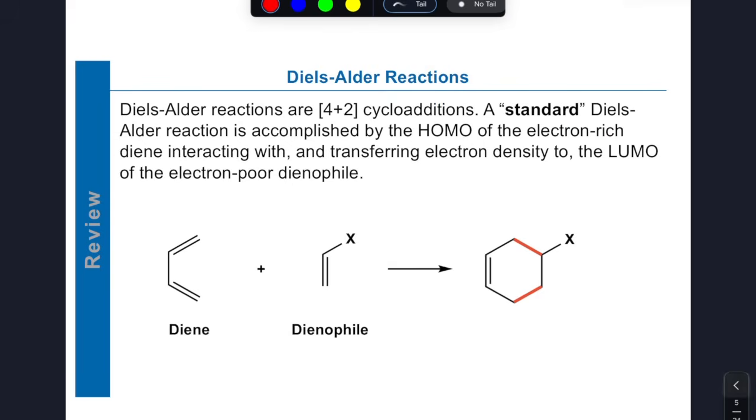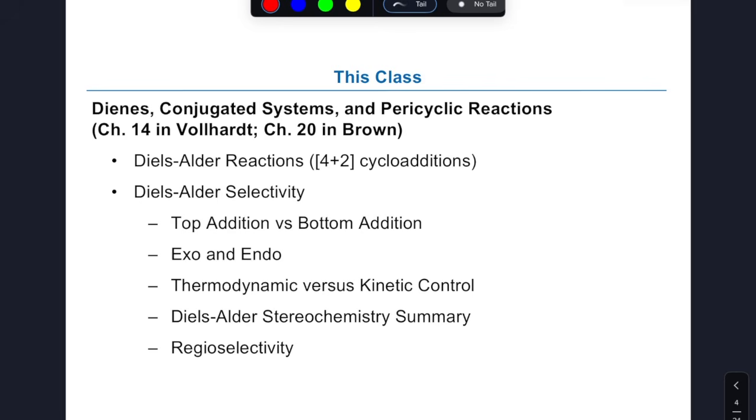So today we're going to talk through the Diels-Alder reaction in more detail, talking about selectivity and what we call the endo and exo geometry. So these are different stereoisomers that are possible, diastereomers effectively, from the reaction. We're going to talk about kinetic versus thermodynamic control, and then finally the regioselectivity of this reaction, what geometry is possible in unsymmetrical dienes and dienophiles.